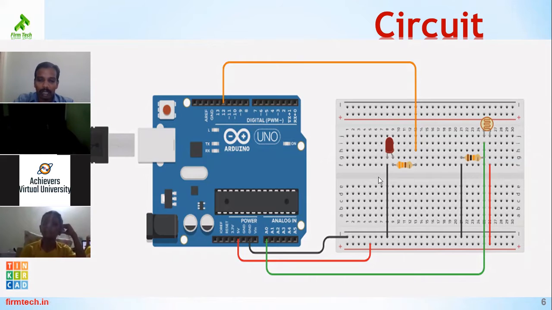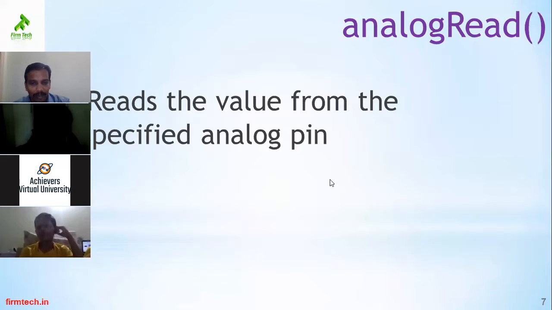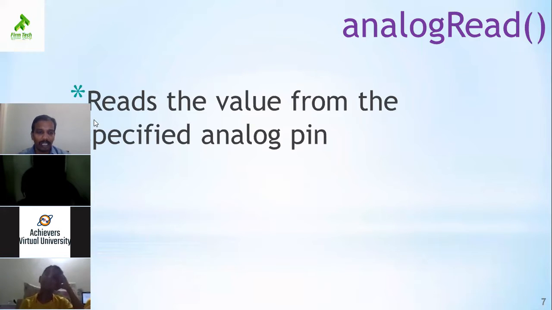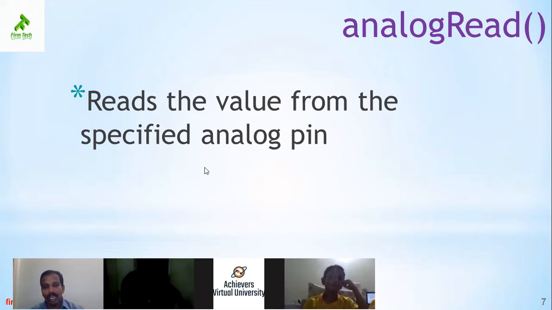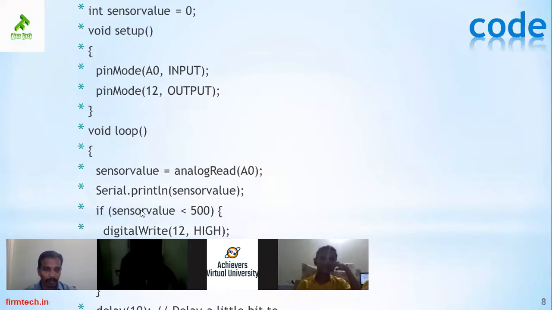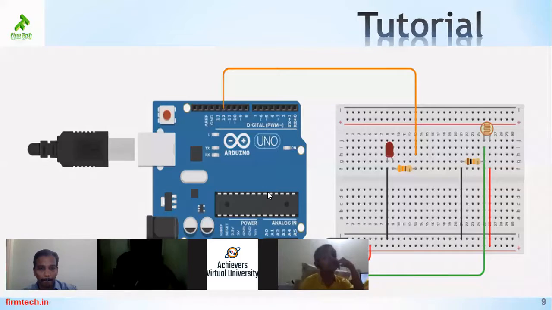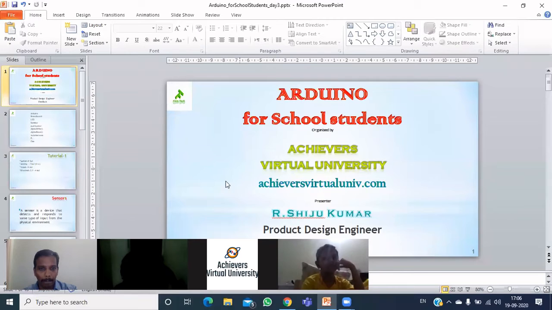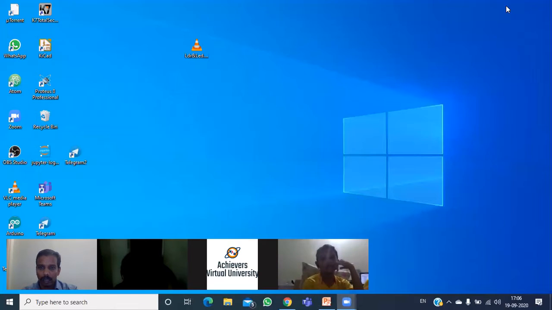Now we can directly pass on to the simulation part by using Tinkercad. So the function which we are about to do today is analog read. Previously we discussed about analog write as well as digital write as well as digital read. And today we will be seeing about this analog read. So now we can go on to our simulation part.